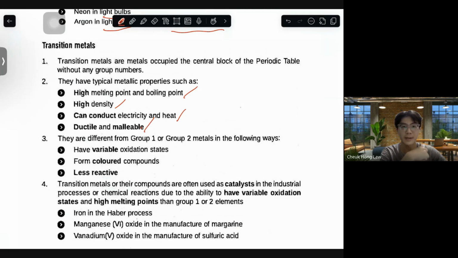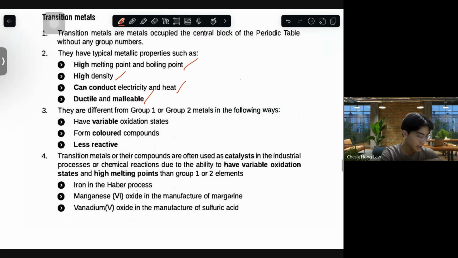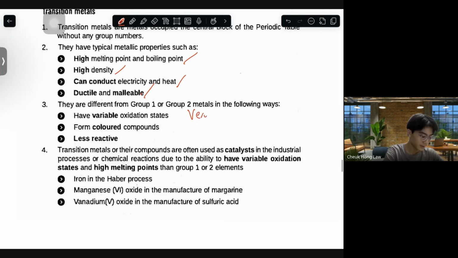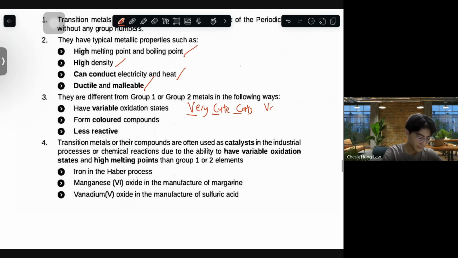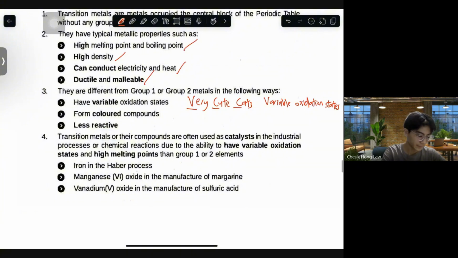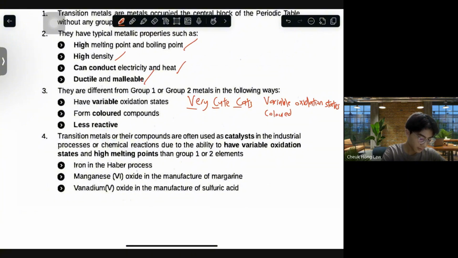But how do we differentiate them from group 1 and group 2 metals? I use this memory shortcut, very cute cat. Okay, VCC. V is variable oxidation state. For those Sec 4s who have already learned redox oxidation states, you'll know what this means. It means that they can have different oxidation states. And then they form colored compounds.